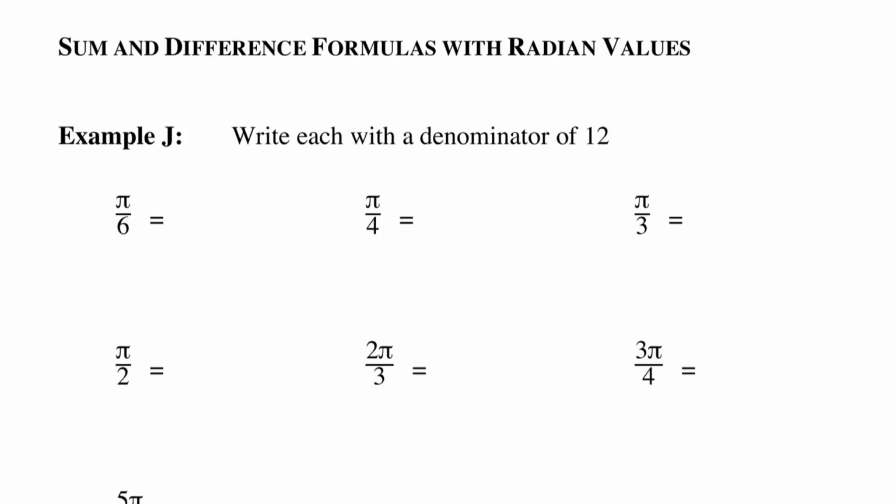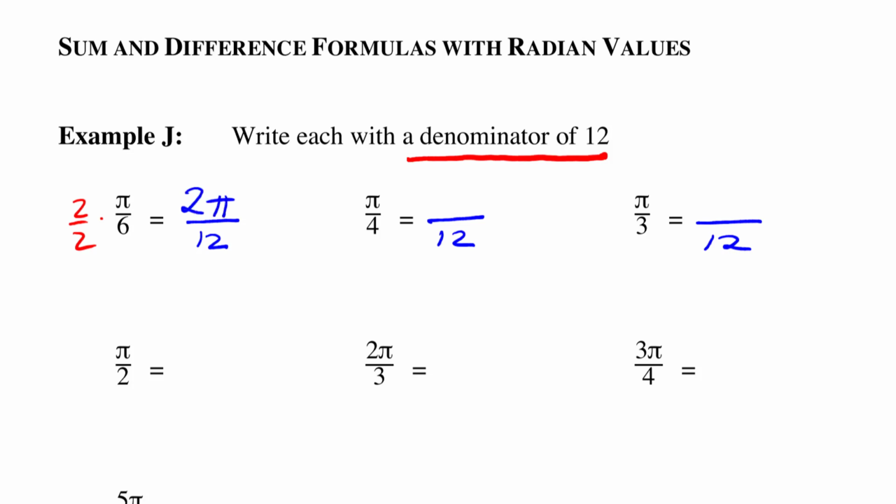Okay, we've been working with degree measures this whole time. Now let's work with radian measures, and to do this we'll oftentimes need a denominator of 12. So let's look at each of these common radian values and make them into a denominator of 12. Pi over 6 we can multiply by 2 over 2 to get 2 pi over 12. Pi over 4 times 3 over 3 to get 3 pi over 12. And pi over 3 times 4 over 4 giving us 4 pi over 12. Now pi over 2, that's 1/2 pi, that's 6 pi over 12.